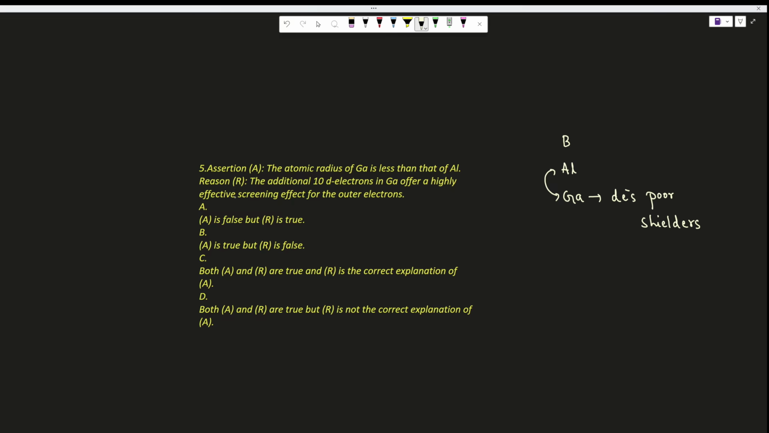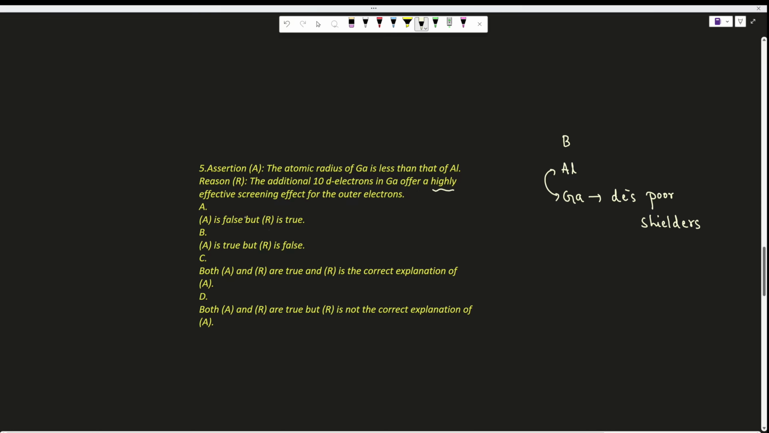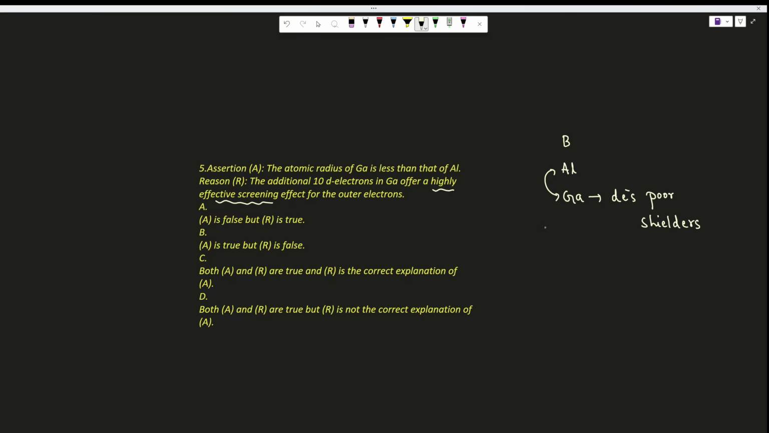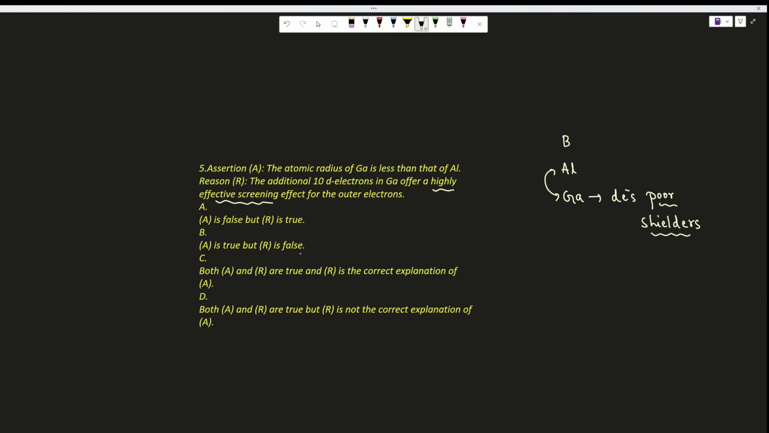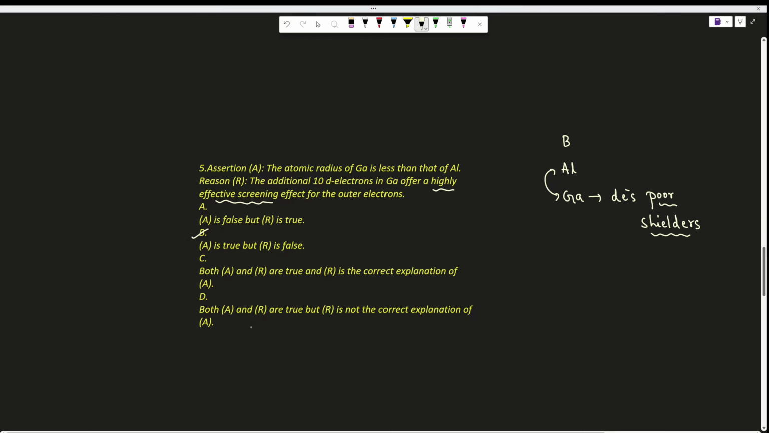Then if we look at the reason, the additional 10 d electrons in gallium offer highly effective screening. They are saying effective screening, which is not correct. It is actually poor screening or shielding. It is not highly effective. So the reason is false. So here A is true and R is false. B is the right answer.